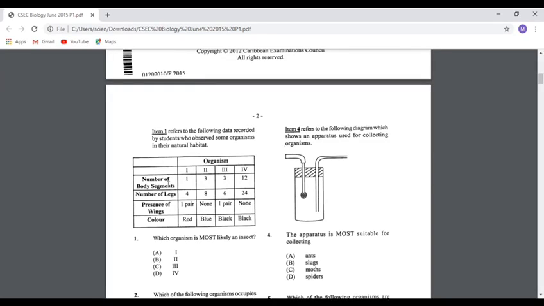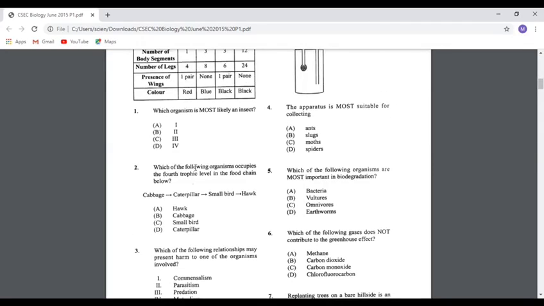Number of body segments. So insects normally have 3 body segments, which is the head, the thorax, and the abdomen. Number of legs. So they normally have 6 legs. So 3 is looking okay. The presence of wings, they always have 1 pair of wings, and then the color is usually black. So I'll go with 3. So that's C.